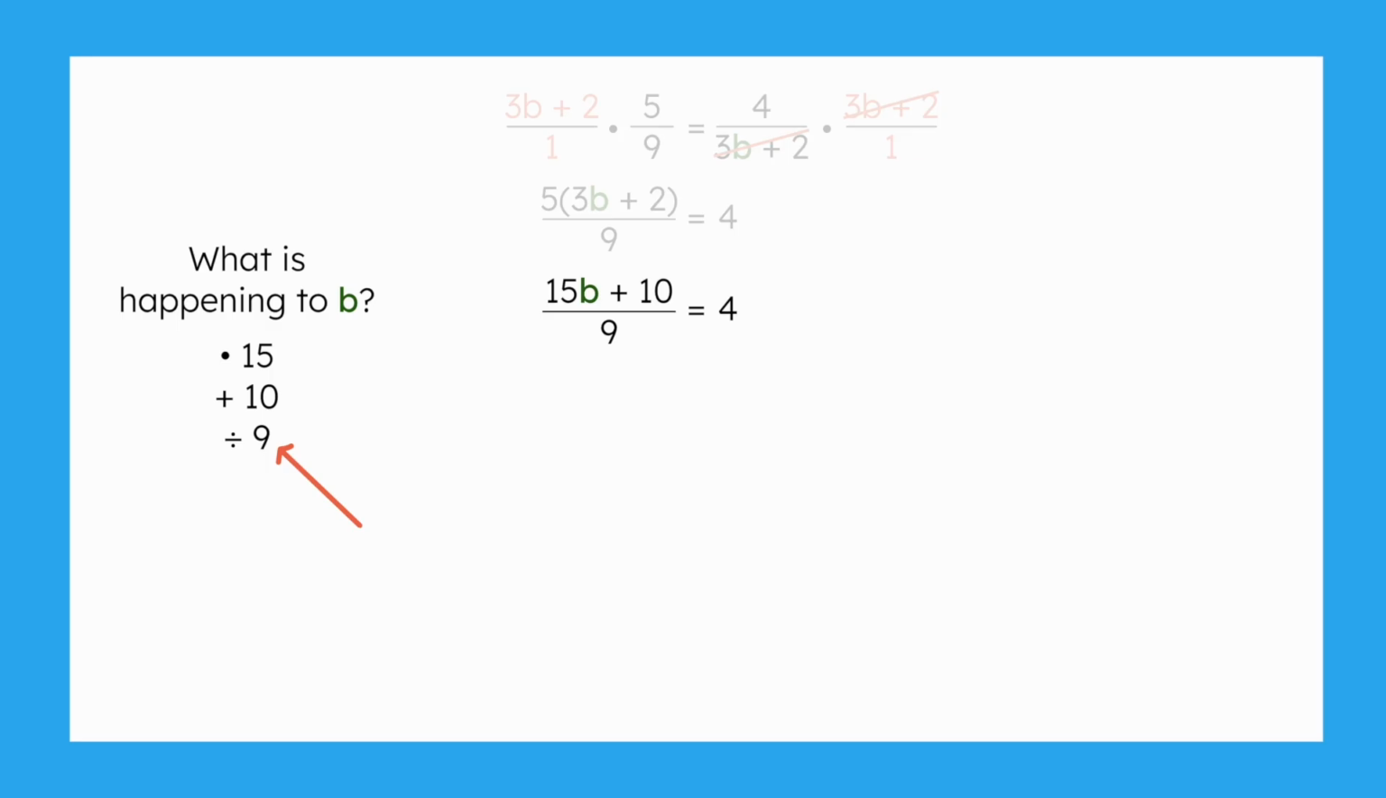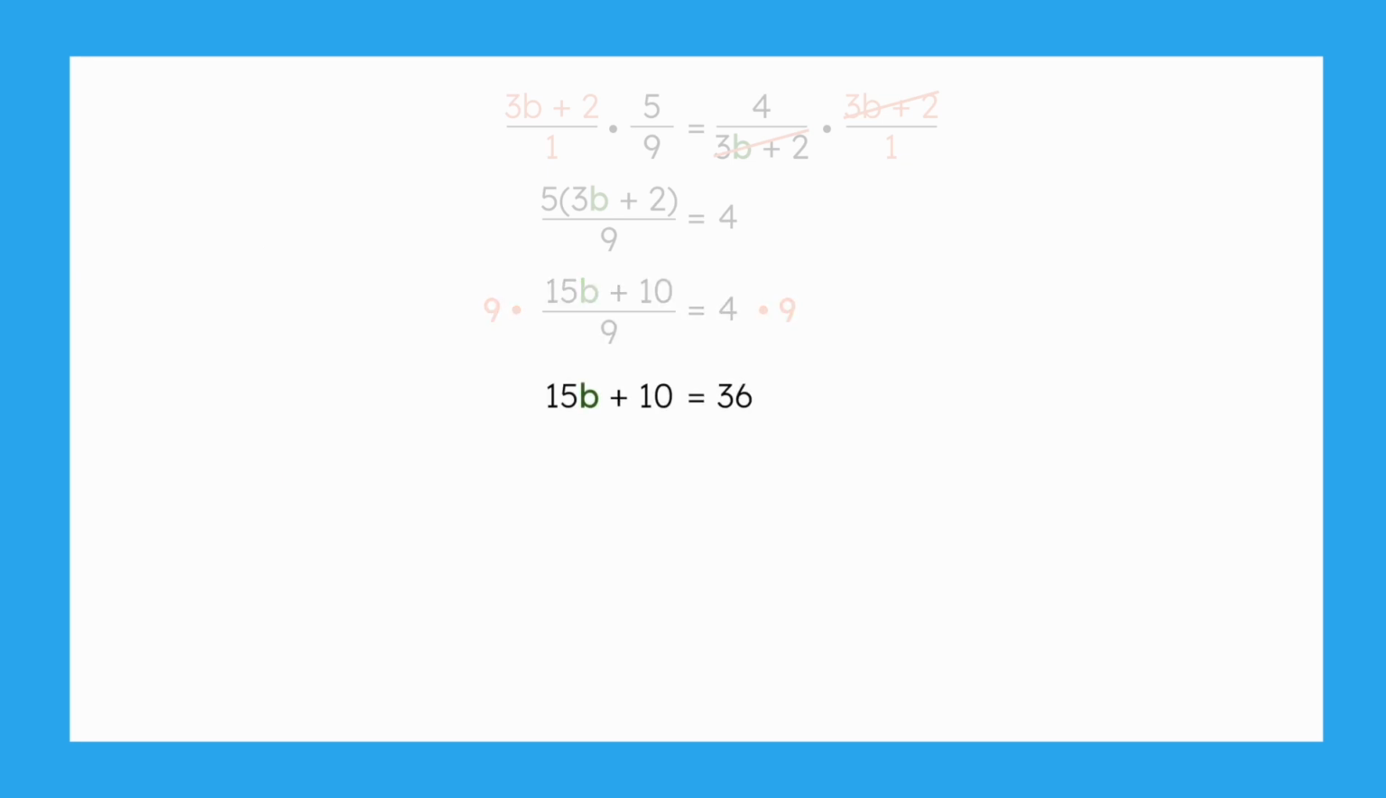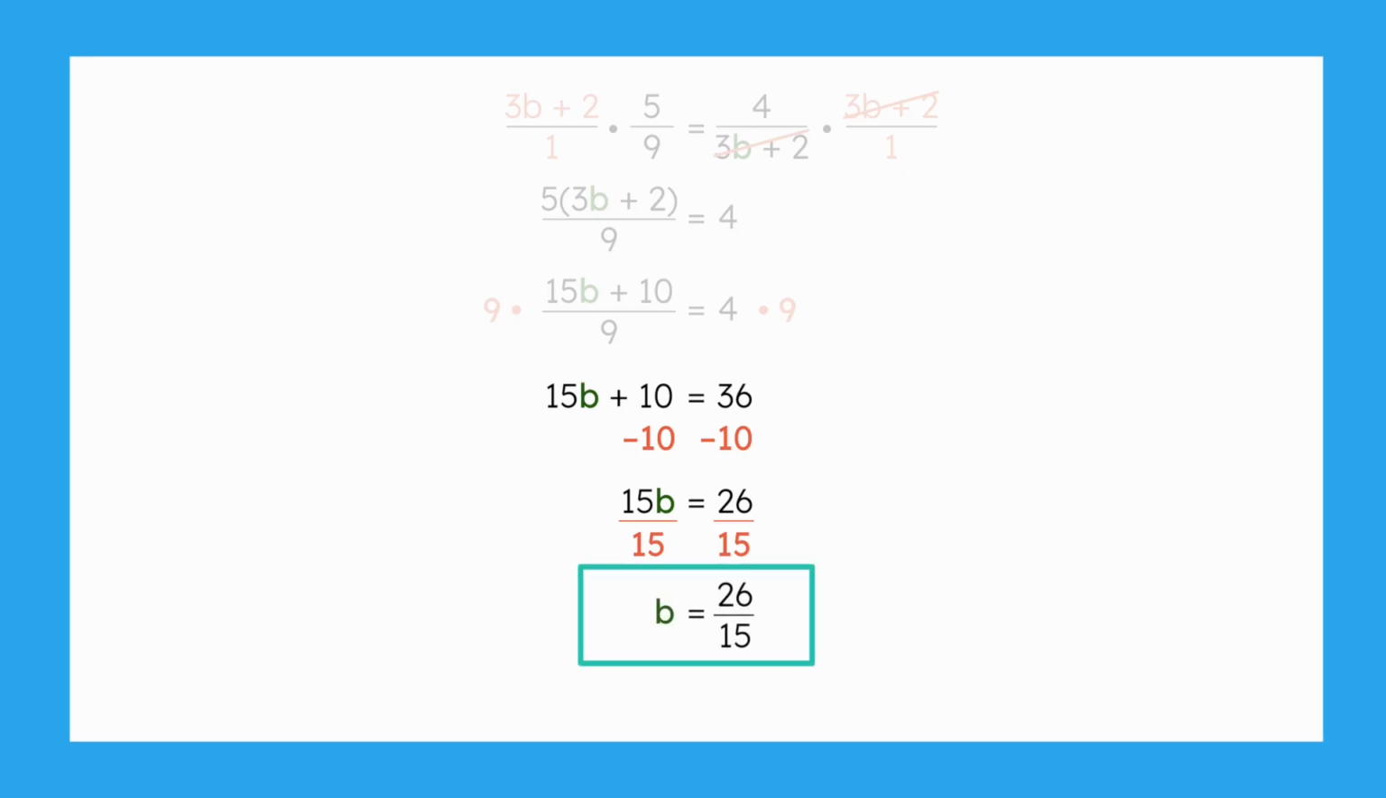So that means I want to start with canceling the 9 by multiplying both sides by 9. Now 15b plus 10 equals 36. Subtract 10 from both sides. Divide both sides by 15, and we get b equals 26 over 15. 26 and 15 don't have any common factors, so this is simplified.